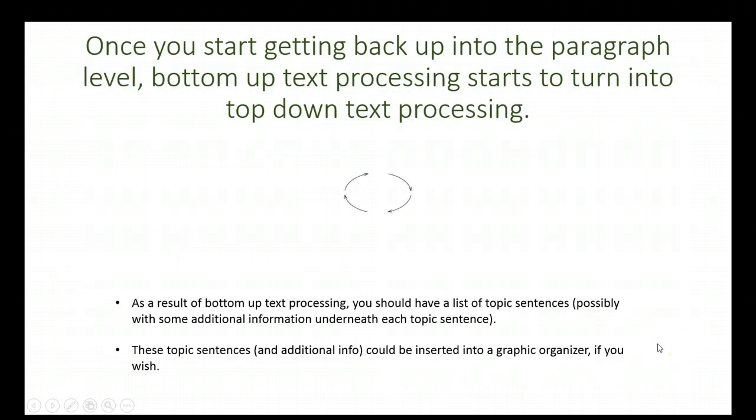Once you start getting back up into the paragraph level and figuring out what the main ideas are, your bottom-up text processing starts to turn into top-down text processing. As a result of doing all this main idea finding and topic sentence discovery, you should have a list of what all the topic sentences are, possibly with some additional information underneath each topic sentence where you explain the main idea. These topic sentences can be inserted into a graphic organizer if you wish.